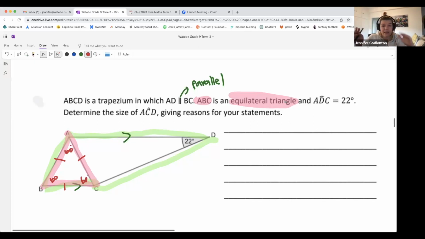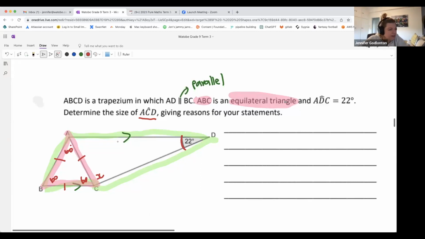Okay, so do you see how as we read information, we're putting that information on our picture? It kind of breaks the sentences up into smaller little pieces of information, and then we are less likely to get overwhelmed. Okay. Next thing they're telling us is that angle ADC is 22 degrees. So that's this angle over here. And they are wanting us to determine the size of ACD. So I'm going to put a little X there. That's the angle we are looking for. We can actually do this in one step once we have written a few things down.